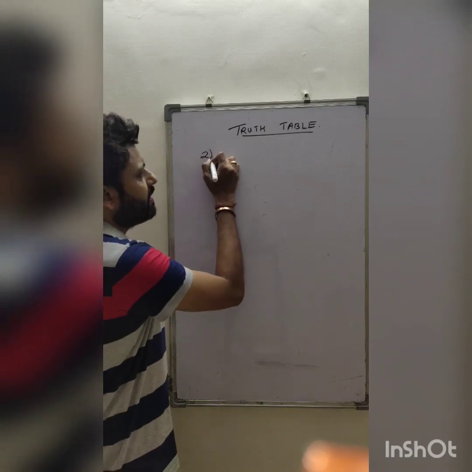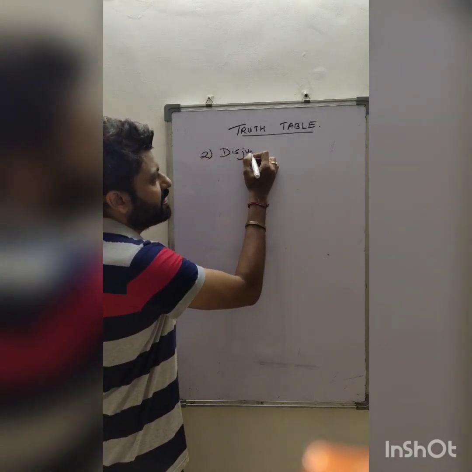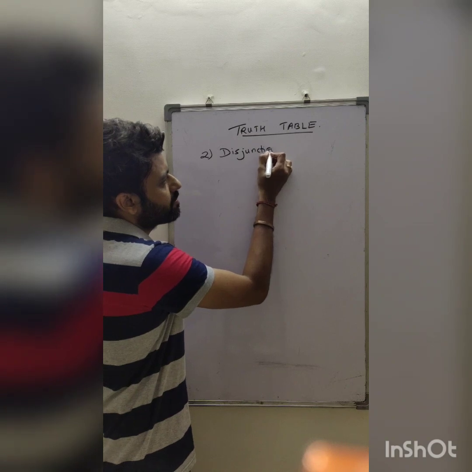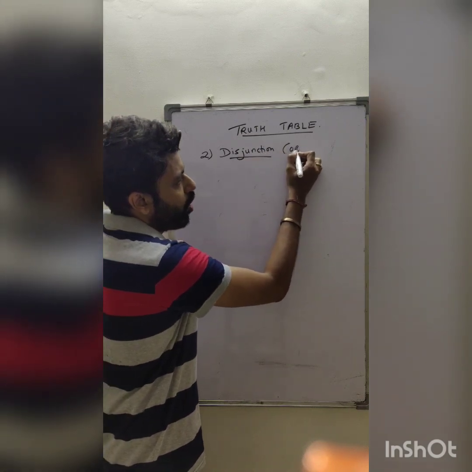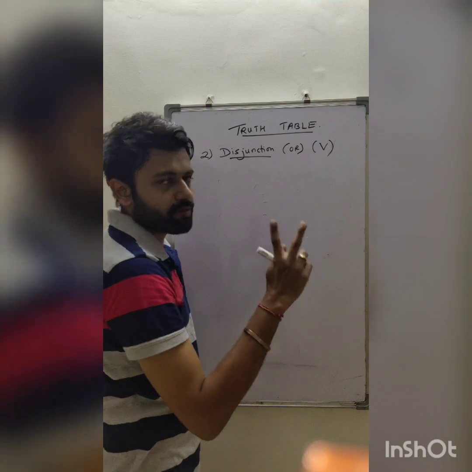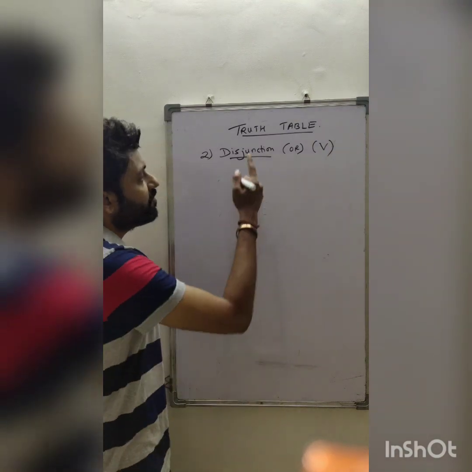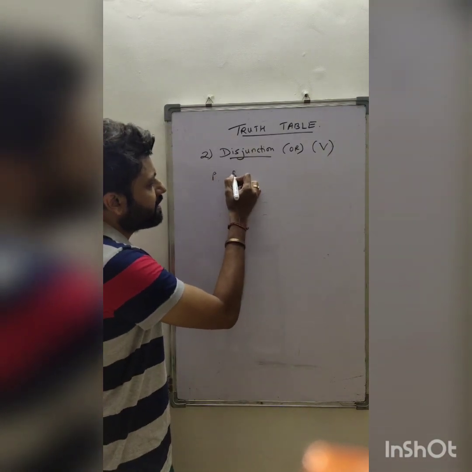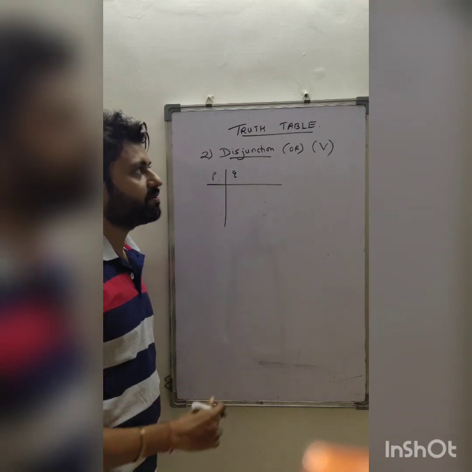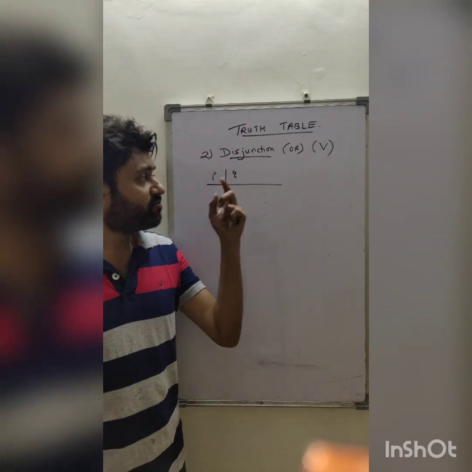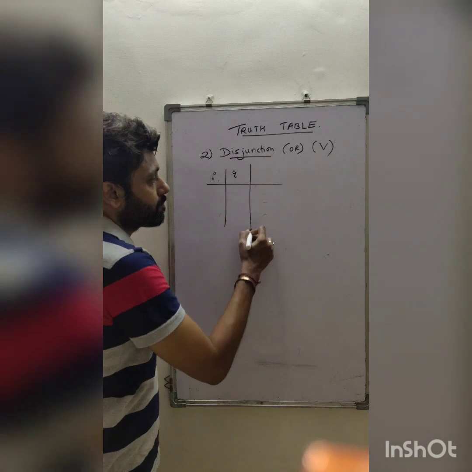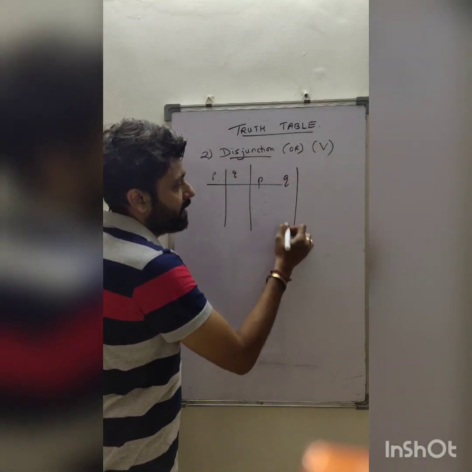The next truth table is disjunction, for the word OR, and the symbol is V. We are learning the truth table for disjunction. P and Q are the two statements which will be joined by OR.